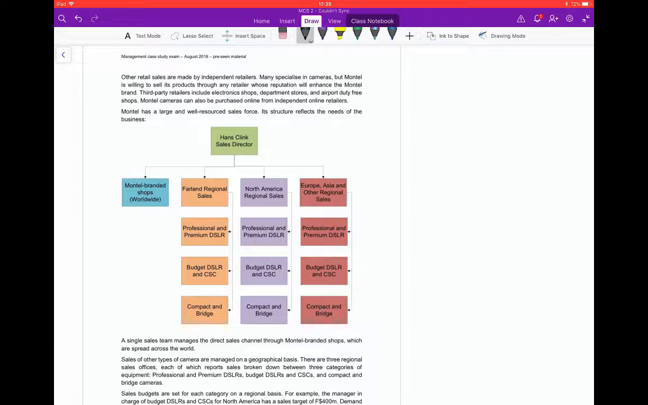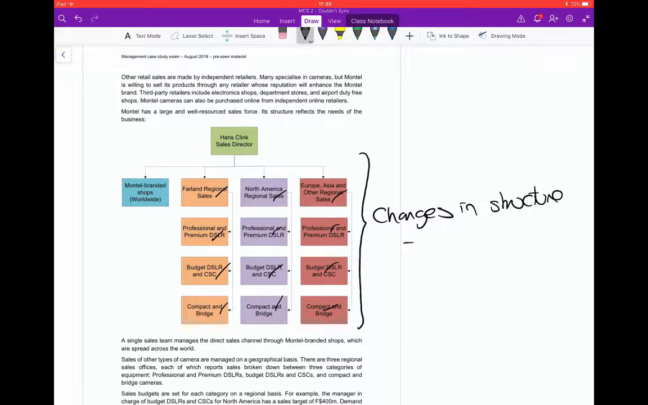Over the page, with regards to the breaking down of the structure underneath the sales director, you can clearly see here that each one is essentially very, very similar. Regional sales, professional and premium, budget, compact, and you've got the same for each one of these. So there's nothing that stands out that you particularly need to be aware of. The fact that it's all the same could easily lend itself to a question about changes in structure. Right. What if you wanted to set them up as a profit centre, or you wanted to change it to a cost centre, or you wanted to have it as an investment centre? What's going to be the implication of each one?